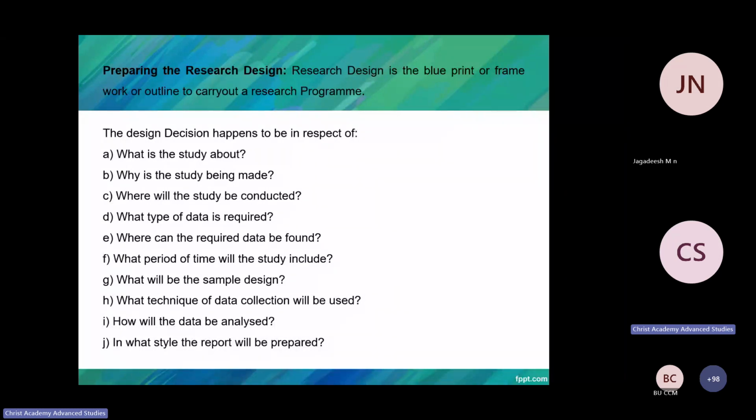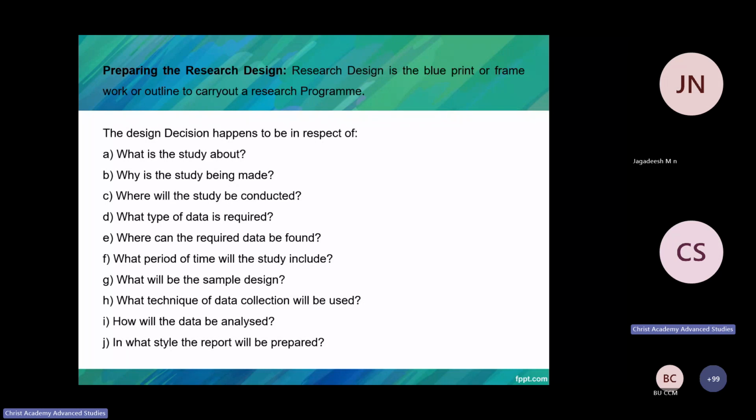Here is a list of questions. What is the study about? We have different varieties of study: whether it is a descriptive study, an analytical, an empirical study, or qualitative research. Next is why the study is being made. What is the purpose? Even if we have to do the research, there should be a certain purpose. And the third question: where will the study be conducted? Here comes a very beautiful concept, that is sampling design.